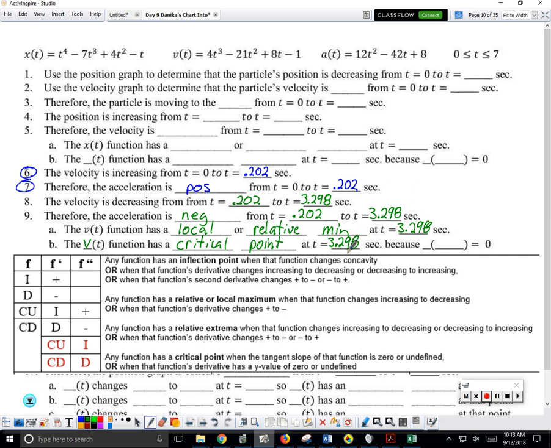Now remember, the critical point is on the velocity graph. But this statement here is identifying the location of the velocity's critical point by looking at the velocity's derivative.